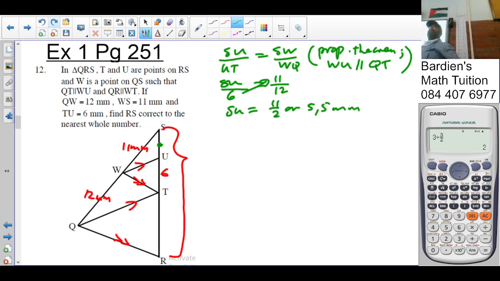You see here I'm not working with K's here. Why? Because all the lengths are given in terms of lengths. So this is 11 over 2 here or 5.5. Is that correct? Right.